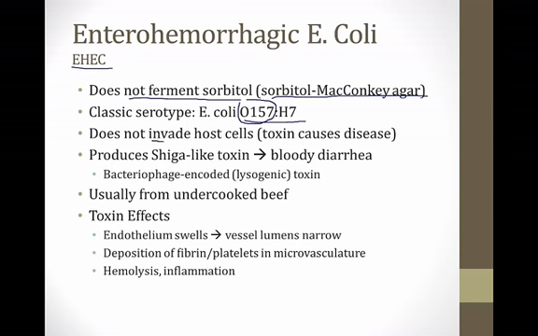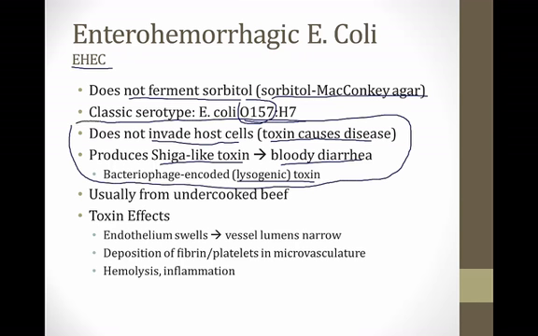This bacteria does not invade the host cells. The disease comes from the toxin. It produces a Shigella-like toxin that leads to bloody diarrhea, and this toxin is carried by a bacteriophage. It's a lysogenic toxin, and I talk about all the features of the toxin in the module on virulence. Usually people get an EHEC infection from eating undercooked beef, and the toxin causes several effects that you need to know in the body.